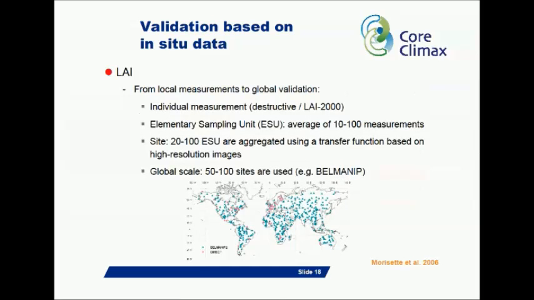Then, the way to go from these very local measurements to global validation is the following. We have our individual measurements, either destructive or LAI 2000. Then we consider elementary sampling units, ESU. In each unit, you average 10 to 100 measurements. Then, over a given site, you consider 20 to 100 ESUs. And you aggregate the ESUs using a transfer function based on high-resolution satellite images. In this way, using 50 to 100 sites, you can start validating your remote sensing products. For example, this is what is obtained in the BELMANIP initiative. This requires, of course, a lot of effort.